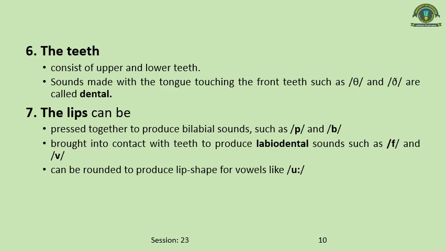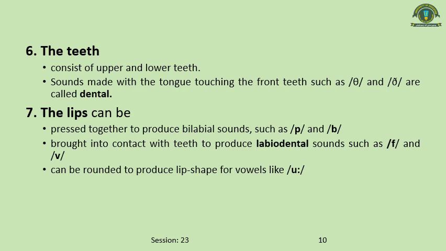All bilabial sounds, for example, it's p and b, but m can be added, alright? When pressed together, they produce what? Of course, pa and ba, and of course, ma at the same time. That's the role played by the lips. Another one is when the lips are brought into contact with teeth to produce labiodental sounds such as fa and va. Upper teeth, lower lip. When the lower lip is in contact with the upper teeth, the sounds produced are fa and va.